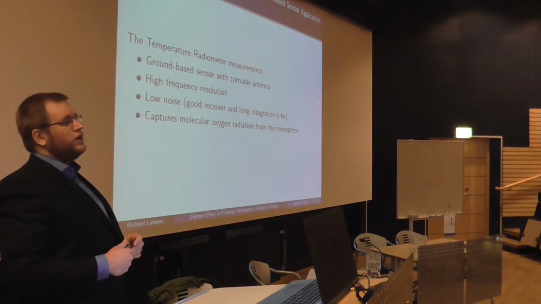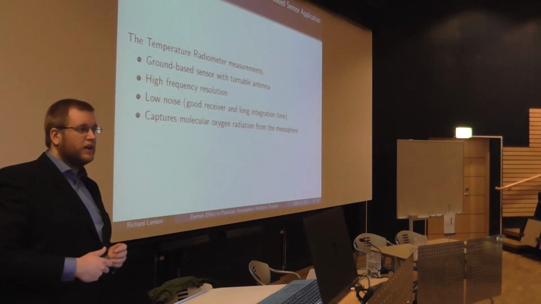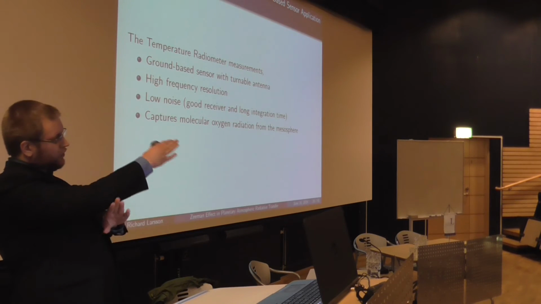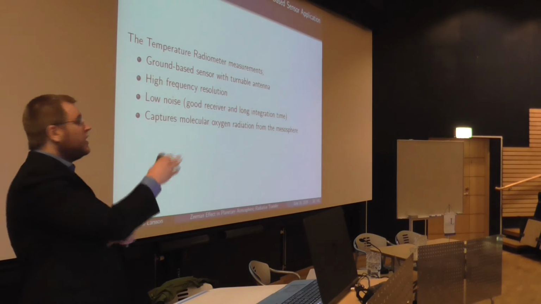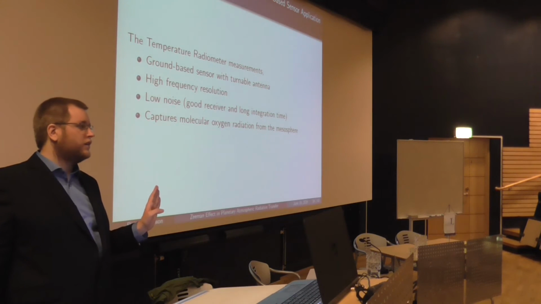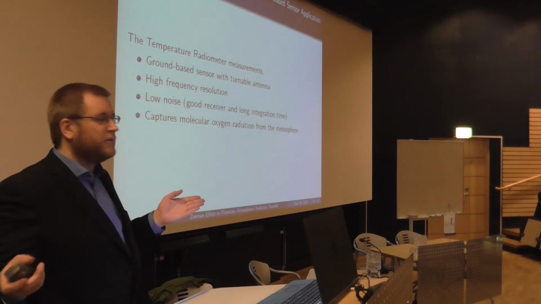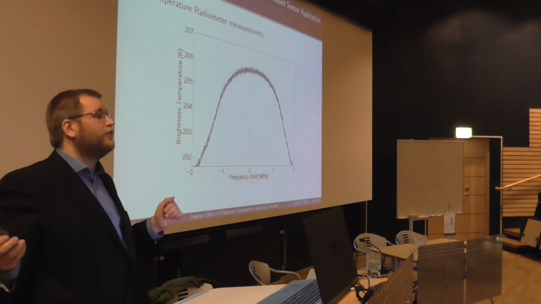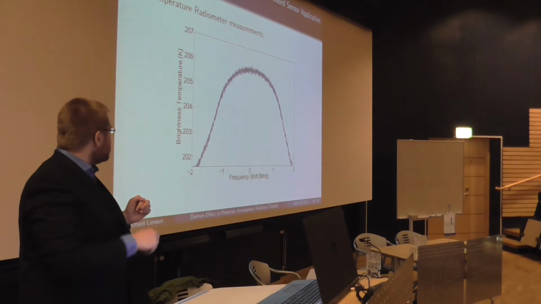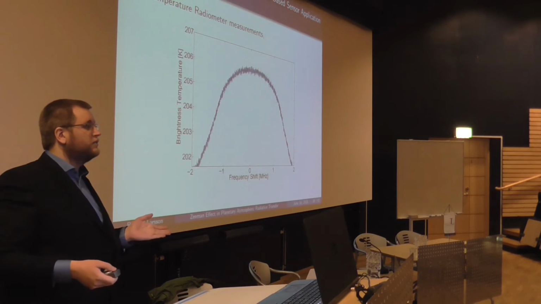The temperature radiometer is the name of the instrument we used here, and it's a ground-based sensor in Bern, as I said. It has a turnable geometry or turnable optics, so it can observe in various directions. It has a very, very high frequency resolution, a fairly good receiver, and it captures the molecular oxygen radiation from the mesosphere. This is an example of measurement from the temperature radiometer, where, again, on the y-axis you see the brightness temperature, and on the x-axis you see the frequency around the line center.